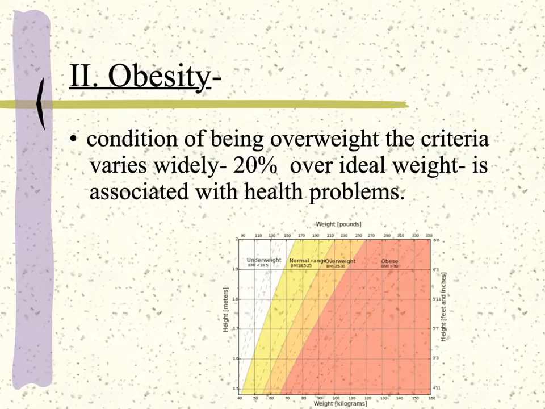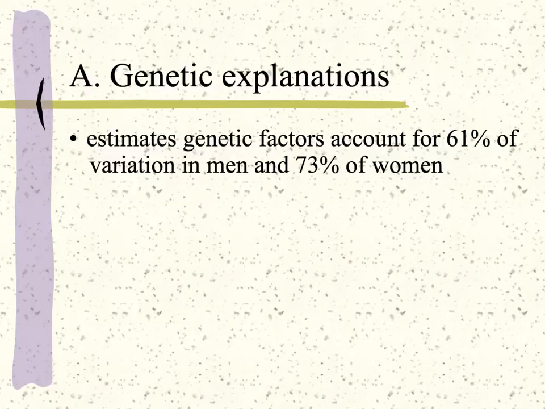So, obesity. Obesity is the condition of being overweight, and the criteria vary widely. 20% over ideal weight is typically the universal definition for obesity, and is associated with health risks like breathing issues, cardiovascular disease, and others. There are some genetic explanations for obesity.